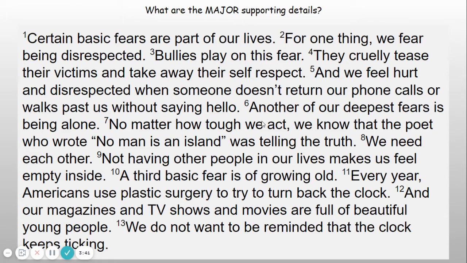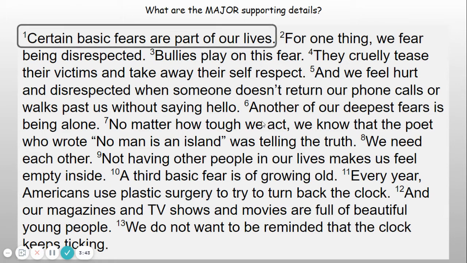All right, so I'm just going to go ahead and tell you that the main idea is sentence one. Certain basic fears are part of our lives, right? It has those list words in it, certain basic fears. So what are the major details? I'm just looking for what are the three fears. There are a lot of little details in this passage, right? I'm just looking for the three major details. So for one thing, we fear being disrespected, right? And then the next couple of sentences sort of explain that.